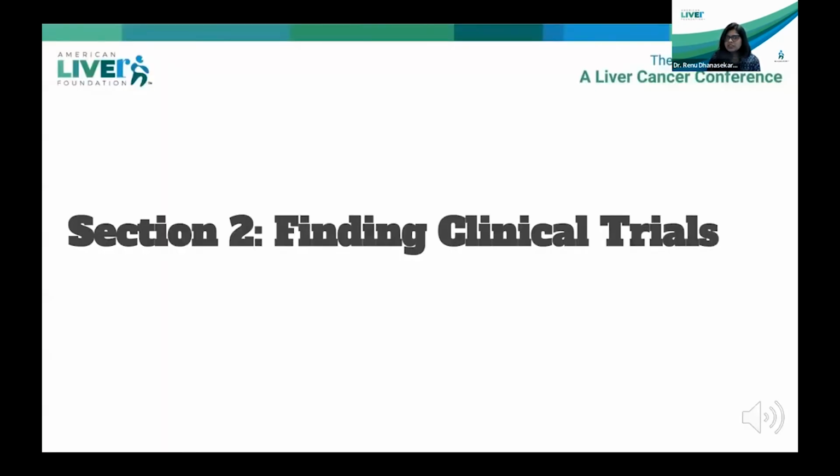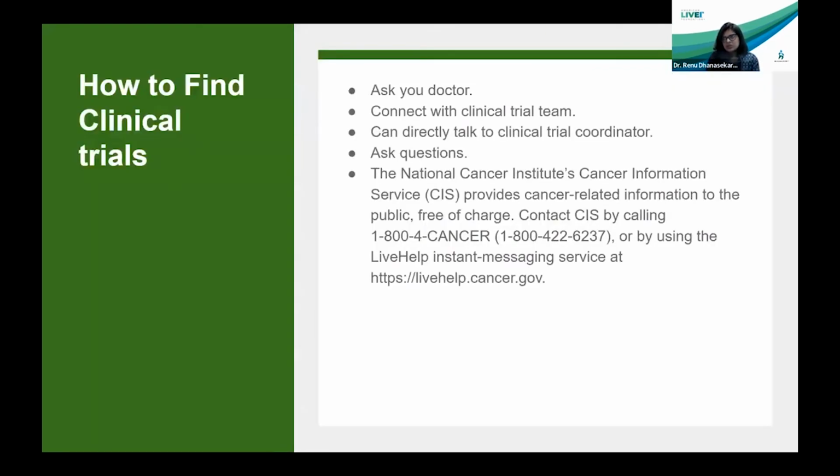Let's move on to the next section on how to find the clinical trials. The best resource is your doctor. Talk to your doctor, ask them what's available. They might not be aware of every trial in their institution, in their region, but they can definitely refer you to the clinical trial coordinators and team. They have a list of eligibility criteria, a list of trials, and they can talk to you and see which one you might be a good fit for. Ask questions, find out more. The NCI has an information service helpline. They have a website. You could also go there for more public resources.